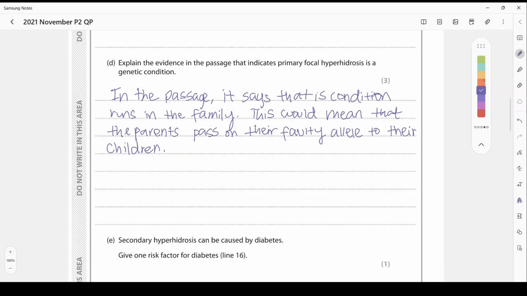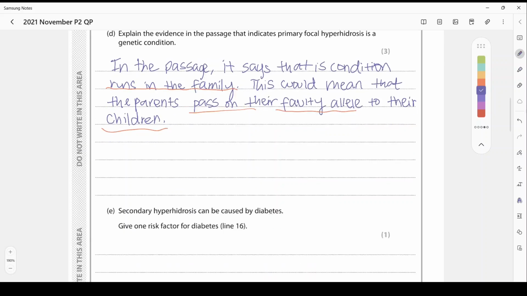All right, let's go over the marks. 1 mark for saying runs in the family. So it says to give evidence of the passage, or evidence in the passage, and that's what we'll put in. And so another mark is faulty allele, and then passes on to their offspring or to their children.